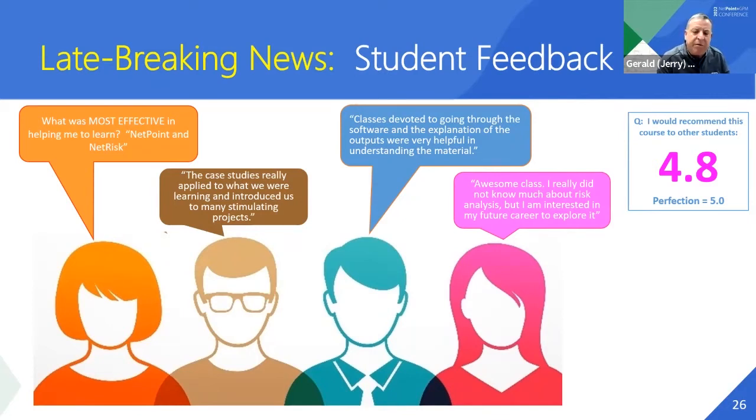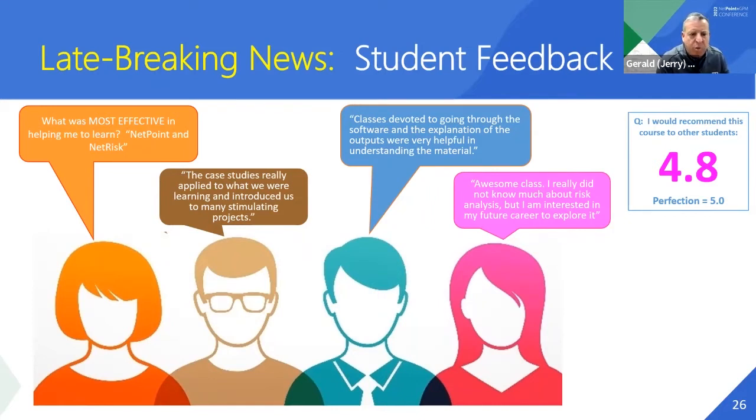In the box on the right is the overall key metric in the student feedback. The question is, would you recommend this course to others? Perfection is 5.0, and this course got 4.8. Most of my courses are in the 4.8 range, so it's consistent with that. In essence, in terms of performance of the course, it's consistent with others that I've delivered at the University of Dayton.